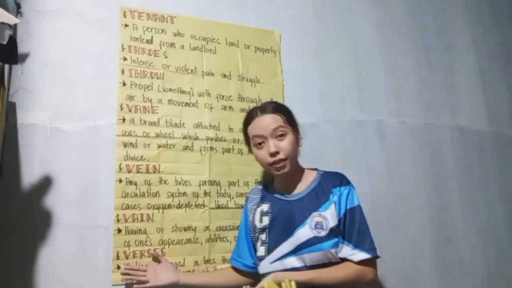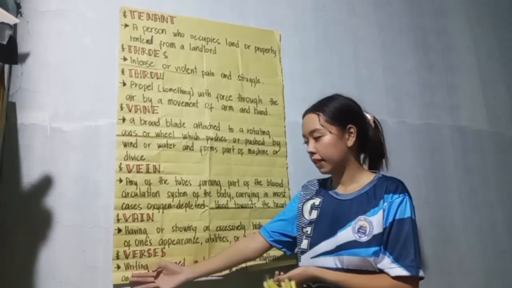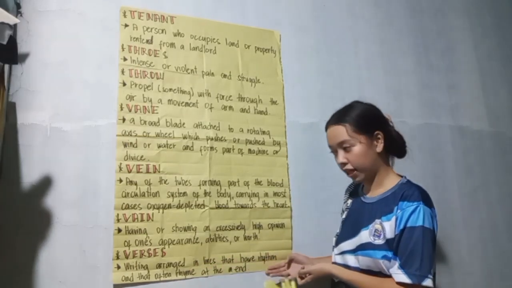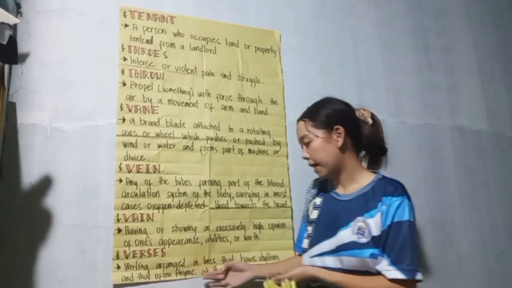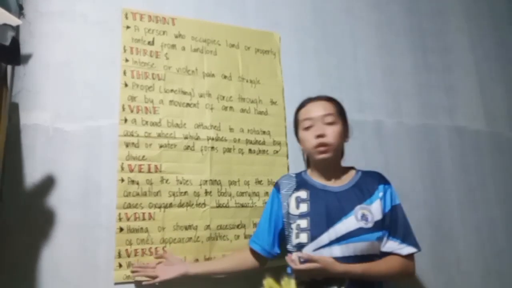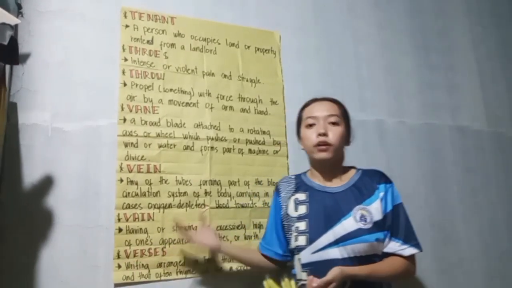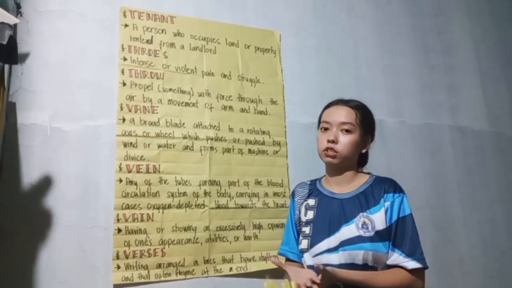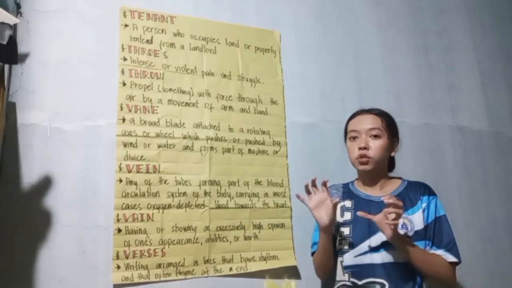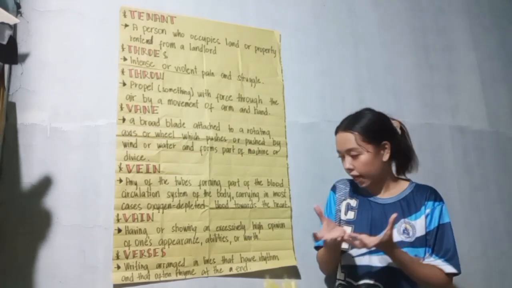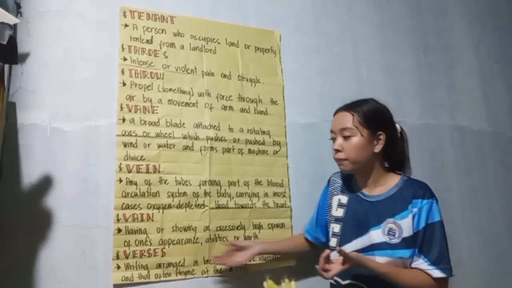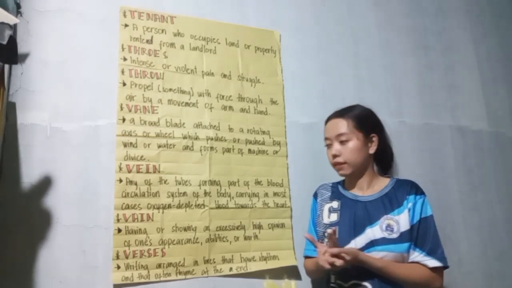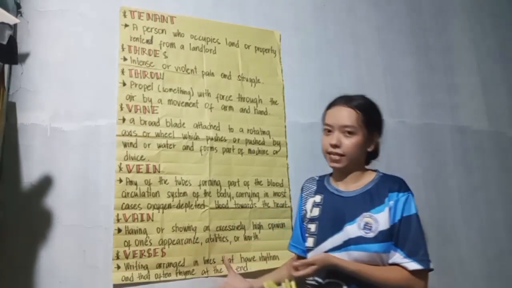Next is verse. Verse is writing arranged in lines that have rhythm and that often rhyme at the end. So we all know what is verse, right? Yung verse is kadalasan nakikita natin siya sa mga Bibles. And yung mga words doon, it has meaning and rhythm. Example din ng verse is like mga poetry, poem, ganyan. So that is verse.